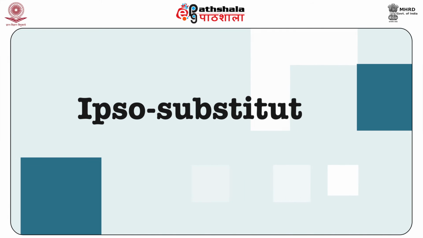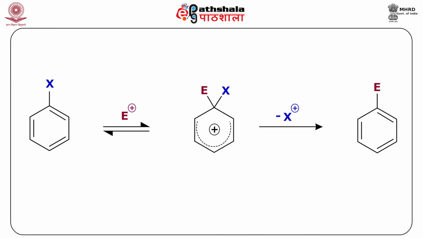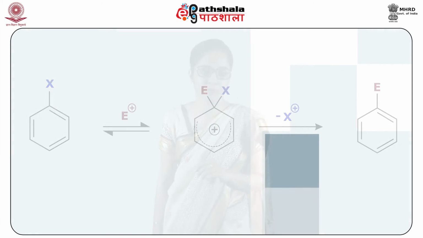Now let us come to Ipso substitution. There is also a possibility of electrophilic attack at the ring carbon atom to which the substituent R or say X is attached. So substitution of the original substituent by the electrophile is termed as Ipso substitution. Now you can see here that the incoming electrophile E has actually replaced the earlier X group.